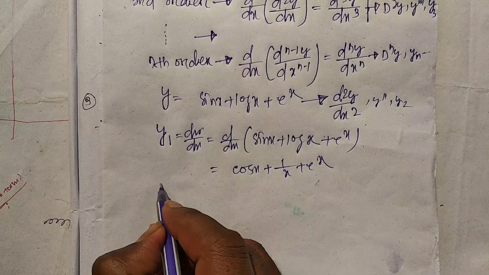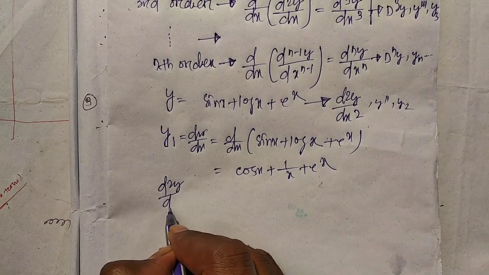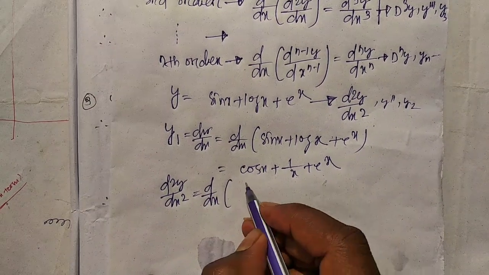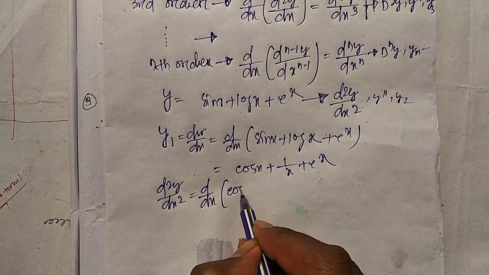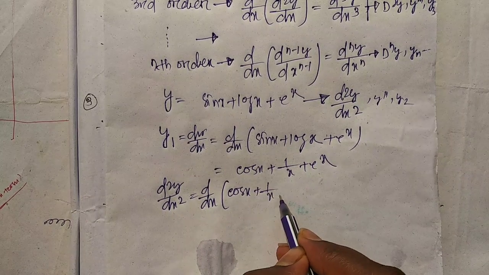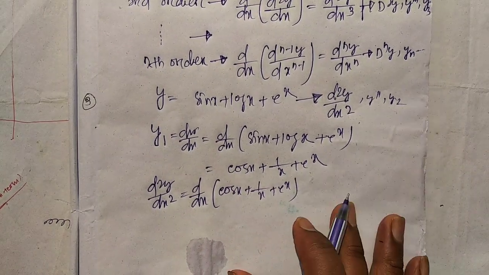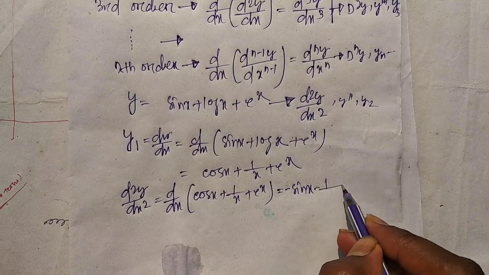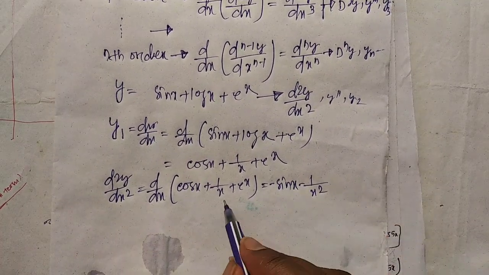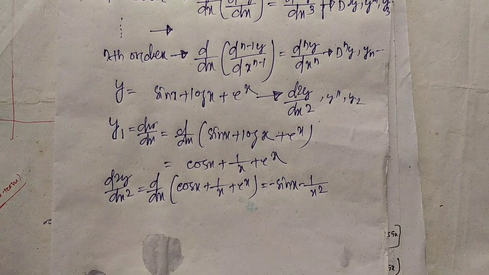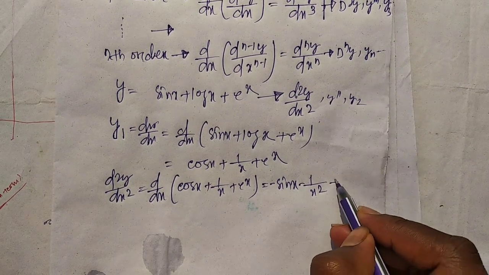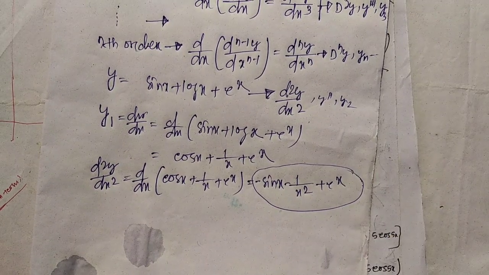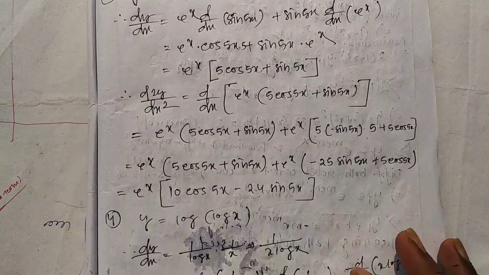In order to obtain second derivative, what we have to do is that we have to differentiate the first derivative with respect to x. So this will be equal to minus sin x minus 1 by x square. Derivative of 1 by x is minus 1 by x square and derivative of e to the power x is e to the power x. So this is the second derivative. Getting? Okay, let's solve a few more problems.